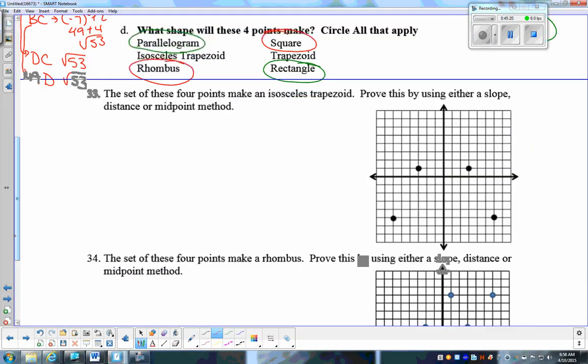All right, so the set of these 4 points make an isosceles trapezoid. Prove by either using a slope, a distance, or a midpoint method. Well, things we know about trapezoids is we have one pair of opposite sides parallel.